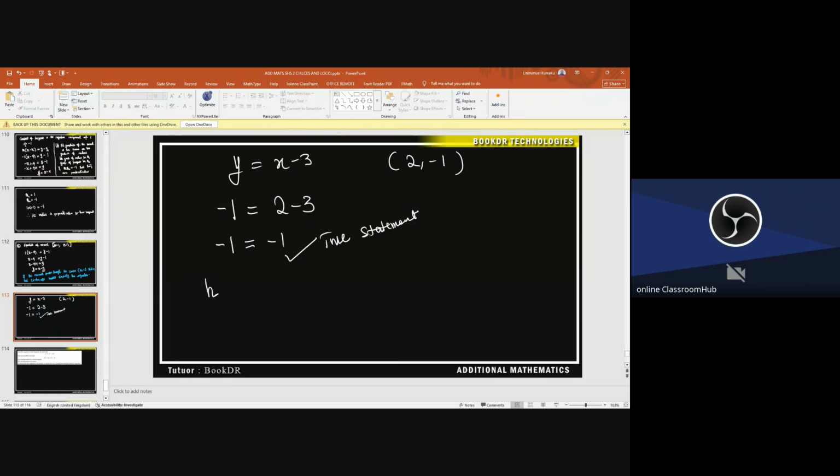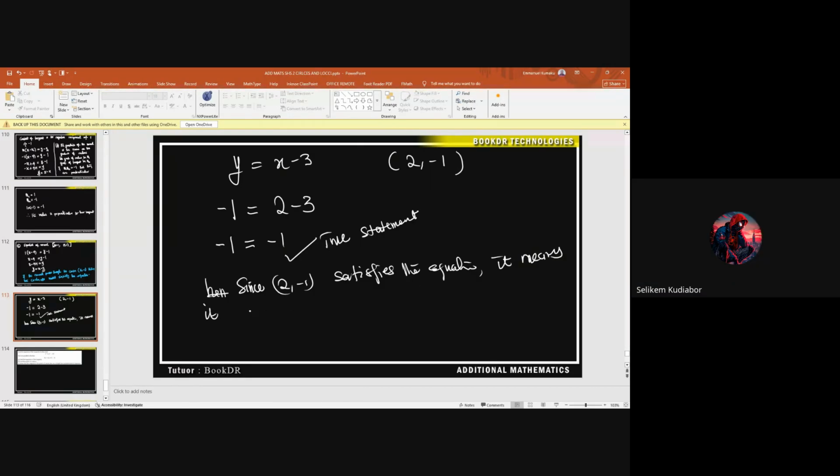Then we can conclude that since (2, -1) satisfies the equation, it means it passes through the center.